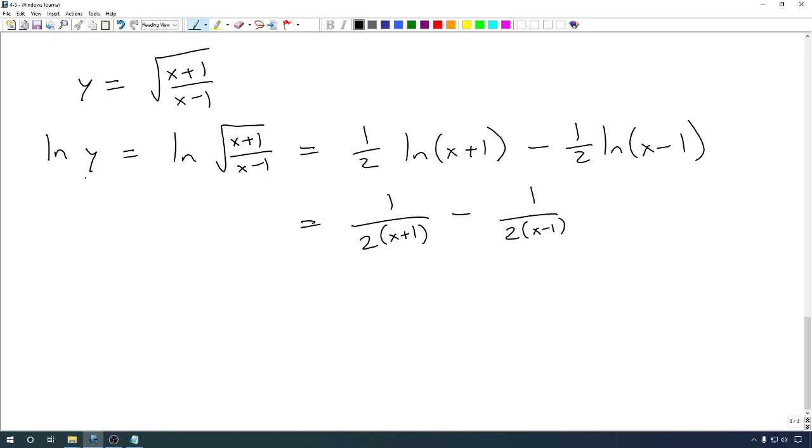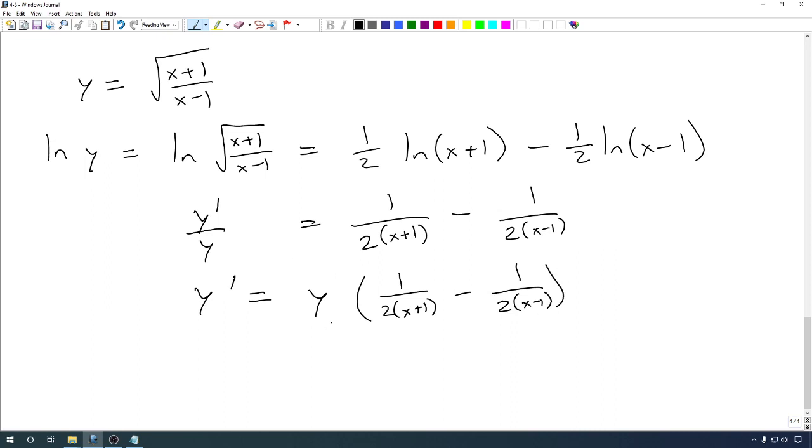On this side, the derivative of the natural logarithm of y, specifically, remember y here needs to be treated as a function of x. This is just going to be y prime over y, which means that the derivative of our original function, y prime, is equal to y times this difference. And in fact, we know what y is. That was our original function. This is just the square root of (x plus 1) over (x minus 1) times this difference.